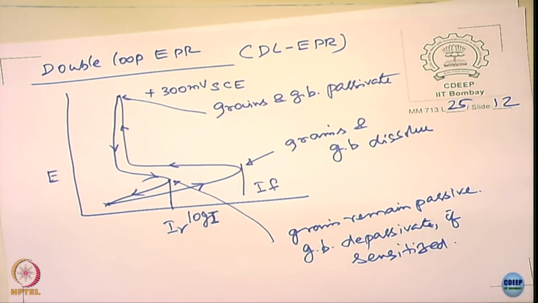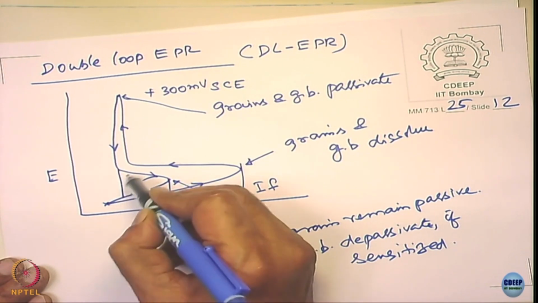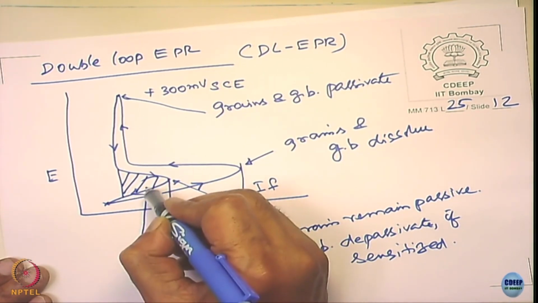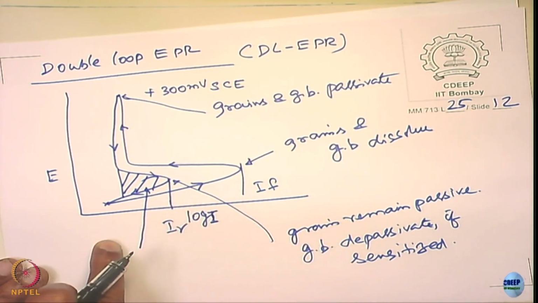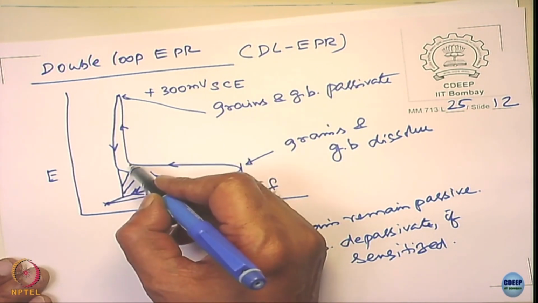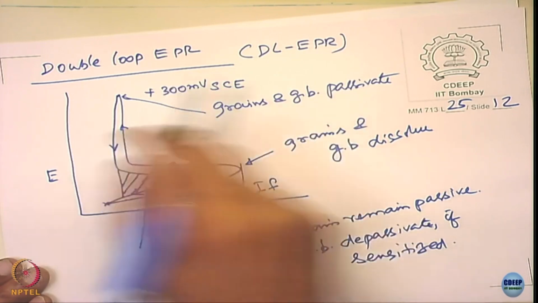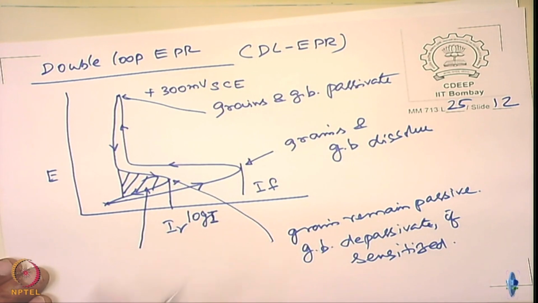Okay. Now that means this current, if you integrate it, corresponds to what? It corresponds to the dissolution of the grain boundary, and if you integrate this one, it will correspond to the overall material, right. So you do not have to integrate also.